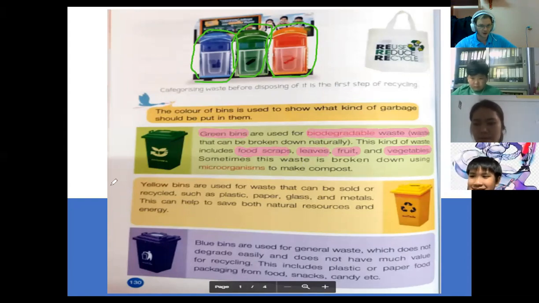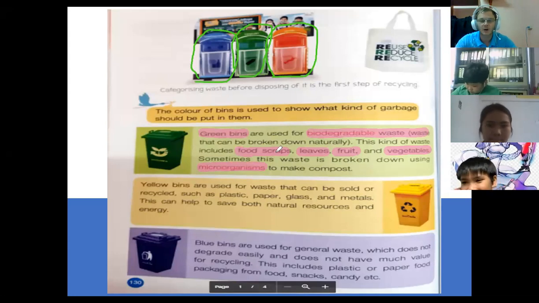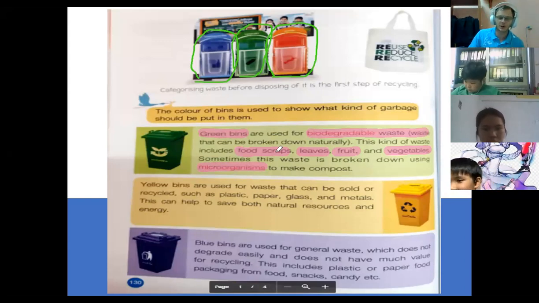Sometimes the waste is broken down using microorganisms to make compost. So, for instance, when we look at that specific bin, we don't want to put any plastic in there, or any glass or any metal, because it cannot be biodegraded by microorganisms. Those need a totally different process.